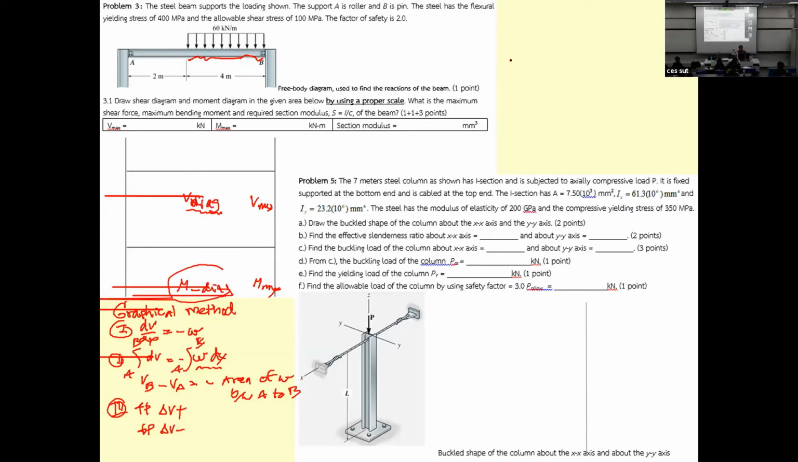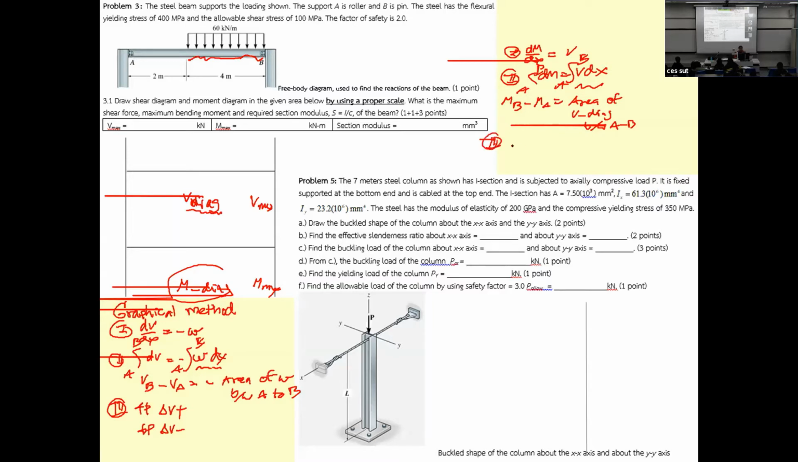Coming to the moment diagram, you also have dM by dx equal to the shear. The second one, you have dM equal to V dx, and you integrate from A to B. You get M sub B minus M sub A equal to the integral, the area of the V diagram between A and B. The third one that you are going to use: if you have a counterclockwise moment, the delta M is going to be negative. If you have a clockwise moment, the delta M is going to be positive. If you do this correctly, it is going to be a good start for the third problem.